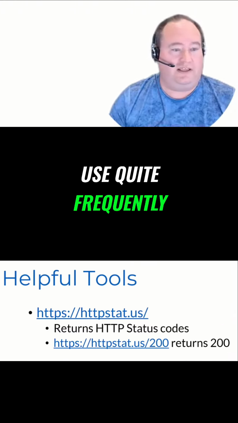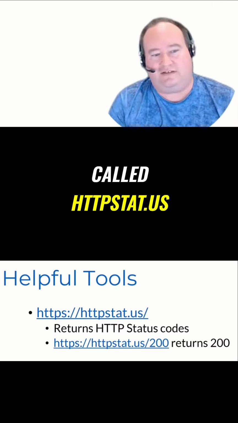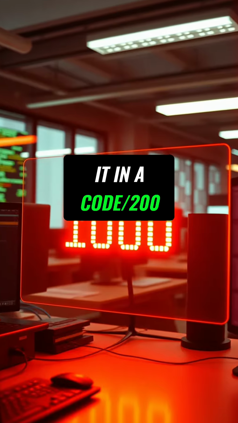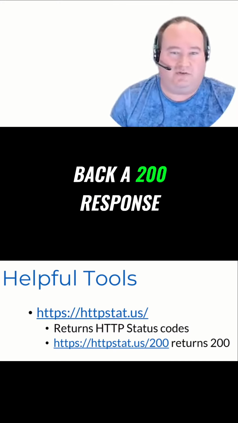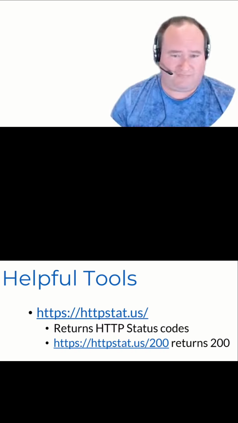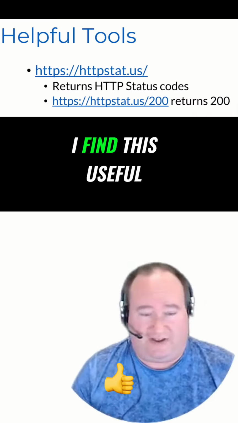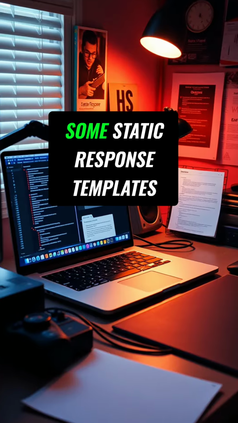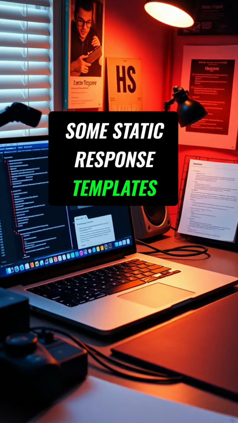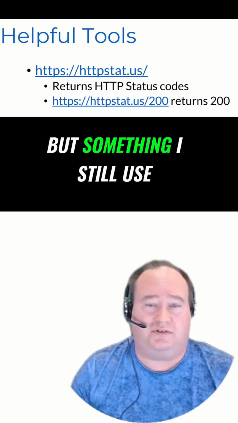What are some other helpful tools? These are things I find that I use quite frequently. There's this little site called http://stat.us where you can pass it in a code like /200 and it'll echo you back a 200 response. I find this very useful in testing a lot of obscure paths. I want to know what happens when I get a 404, stuff like that. I find this useful. Logic Apps has implemented some static response templates, so it isn't as useful as it was several years ago, but it's something I still use.